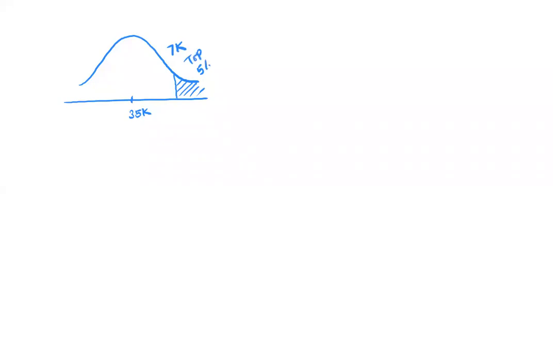Top 5%. Unlike the bottom 5%, we are looking for the top 5%. What should be the income level? What should be this X value so that if anybody makes at that or above, if anybody makes more than that much money, they are among the top 5% of the wage earners.